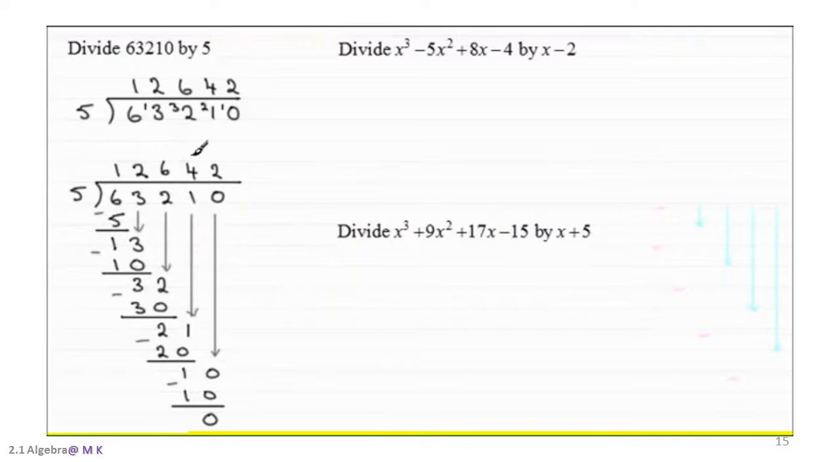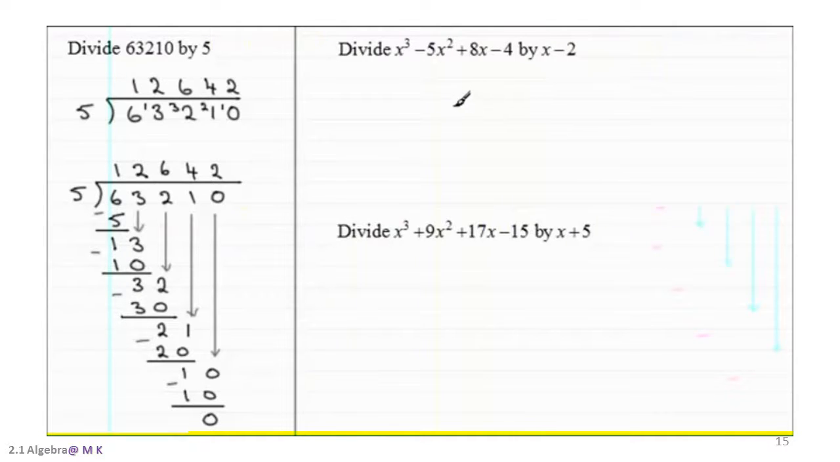Okay, same answer obviously as we had up here, but a different style. It looks a lot longer, but we're going to need this style now when it comes to handling these kinds of questions, if we're to do it by algebraic long division. So we'll just border that off there. So let's have a go at this one here. Divide x cubed minus 5x squared plus 8x minus 4 by x minus 2.